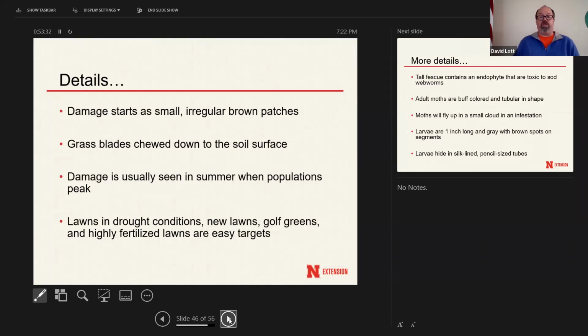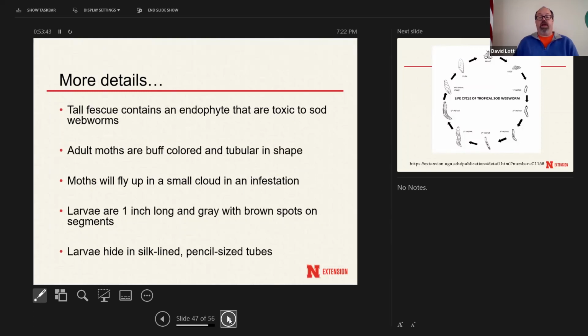You won't have a problem with tall fescue grass and sod webworm. It's because tall fescue has an endophyte. It contains an endophyte in its chemistry that is toxic to sod webworms, so they will not be present in any sizable number at all in a tall fescue lawn. So that's one thing that you can look for and probably be able to rule out. It will feed on Kentucky bluegrass, though.